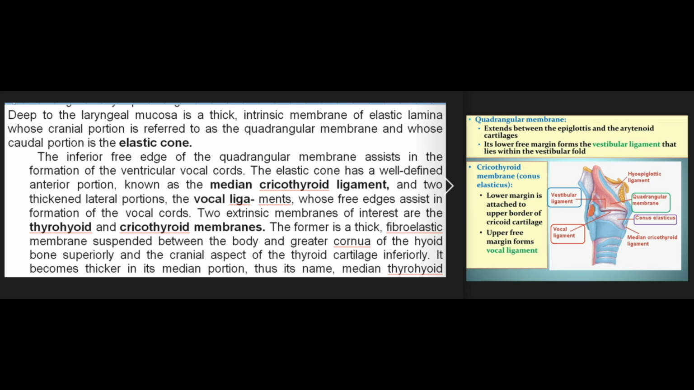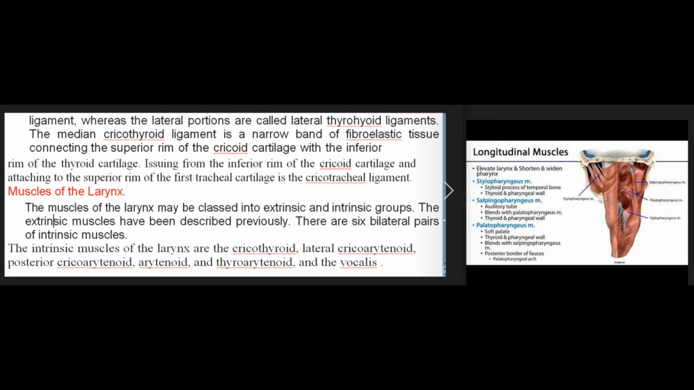2 extrinsic membranes of interest are the thyrohyoid and cricothyroid membranes. The former is a thick, fibroelastic membrane suspended between the body and greater cornua of the hyoid bone superiorly and the cranial aspect of the thyroid cartilage inferiorly. It becomes thicker in its median portion, thus its name, median thyrohyoid ligament, whereas the lateral portions are called lateral thyrohyoid ligaments. The median cricothyroid ligament is a narrow band of fibroelastic tissue connecting the superior rim of the cricoid cartilage with the inferior rim of the thyroid cartilage.